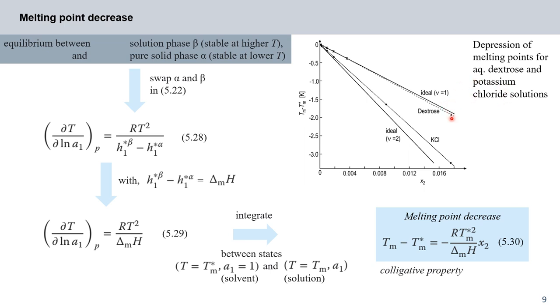You see hardly any deviation, because dextrose essentially doesn't dissociate in solution, so the fit is very good. For the melting points of potassium chloride solutions, we get only an approximate correspondence. Why is this? Because KCl is probably not fully dissociated, so there is something else going on here, and in later parts of the course we will look at this.